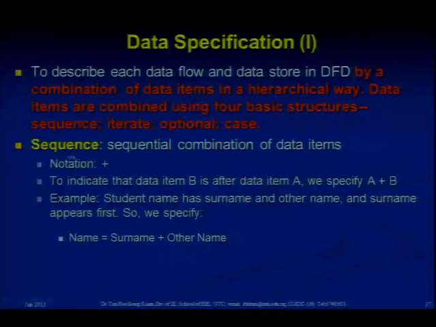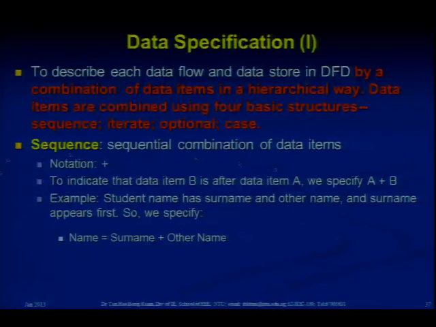Sequence. From the word, it implies that sequence means sequentially combining other items together. So the notation for specifying sequence is plus. We use a plus sign. This is the way to show sequence. If a particular data item is the combination of two lower level data items A and B, A appearing first before B, then this is the way to define sequence. Sequence means combine together in the sequence shown. So A plus B means this particular data item is the combination of two lower level data items, A and B. A comes first, then B.